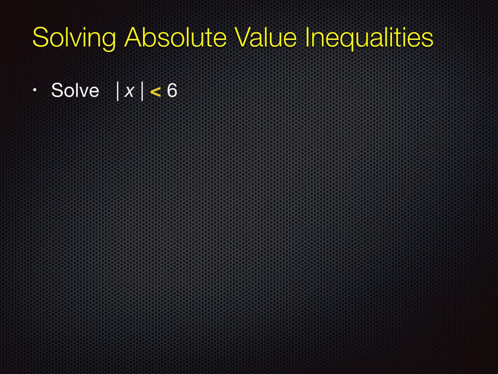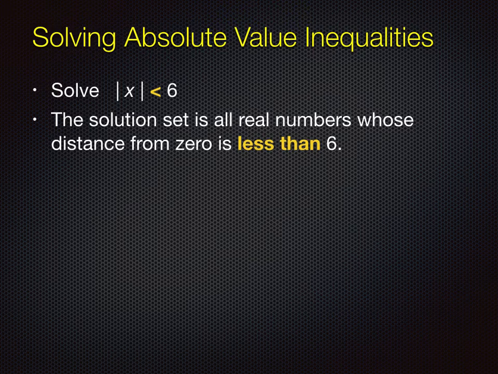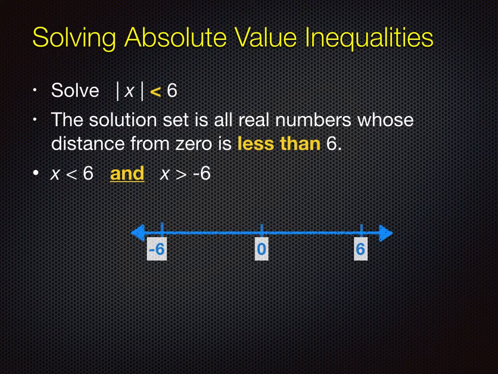So we're asking you to solve, or find the x's which make this sentence true. The absolute value of x is less than 6. The solution set is all real numbers whose distance from 0 is less than 6. Therefore, x is less than 6 and x is greater than -6. But we're thinking about the places where these regions overlap. So let's take a closer look.